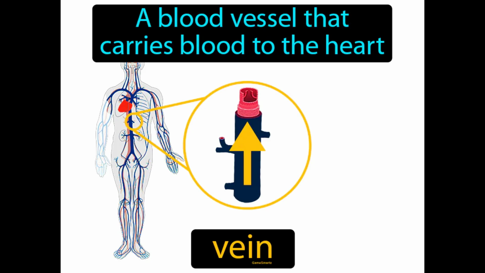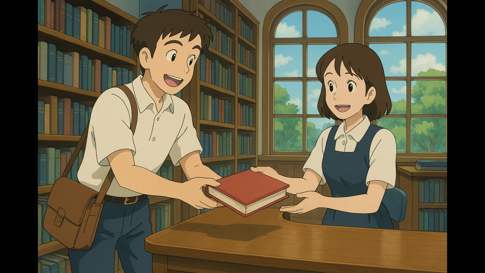A blood vessel that carries blood to the heart. Vein. A vein is a type of blood vessel that returns blood to the heart after it circulates through the body. Imagine trying to return a library book before its due date, ensuring it gets back to its rightful place on the shelf. This act of returning the book is similar to how veins work in the human body.